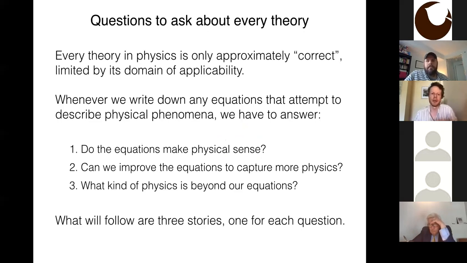So this is hydrodynamics. It's been around for many, many years. And well, it's a physics theory. And as we know, every physics theory is wrong, or rather it is only approximately correct within its domain of applicability. And just like with every theory, we have to ask questions. We have to question our theory. So in particular, we have to ask these questions. Do our equations make physical sense? Can we improve the equations to capture more physics? And what kind of physics is beyond our equations? So what I'm going to tell you today are 3 short stories. There is going to be 1 story for each of those 3 questions.